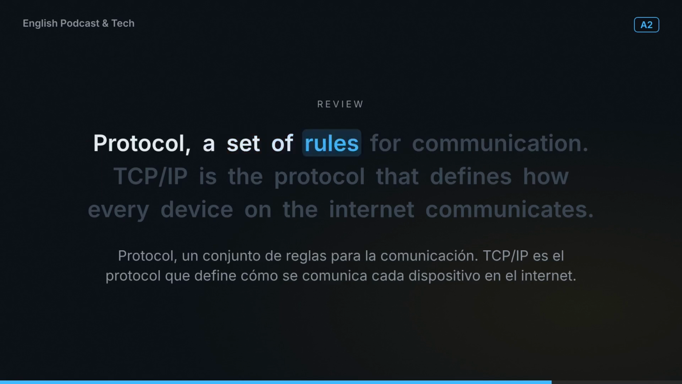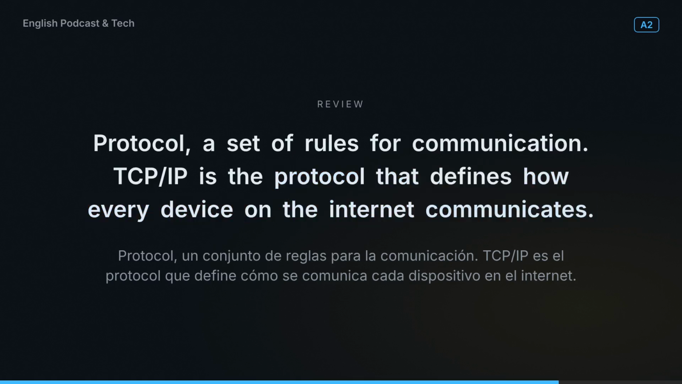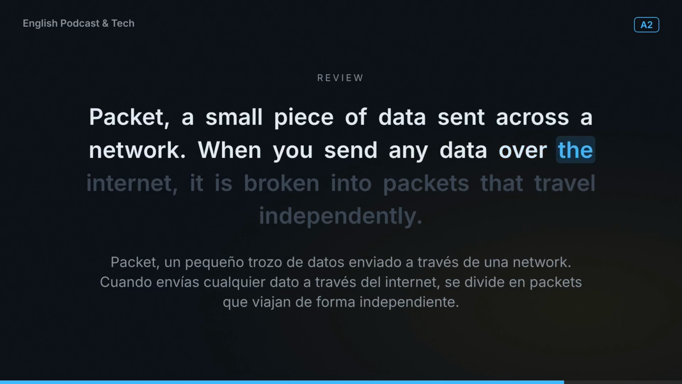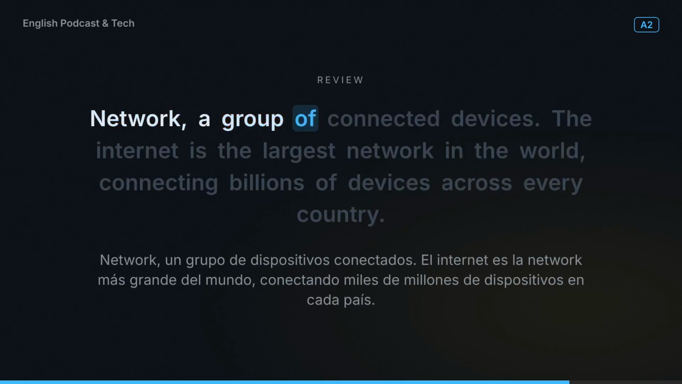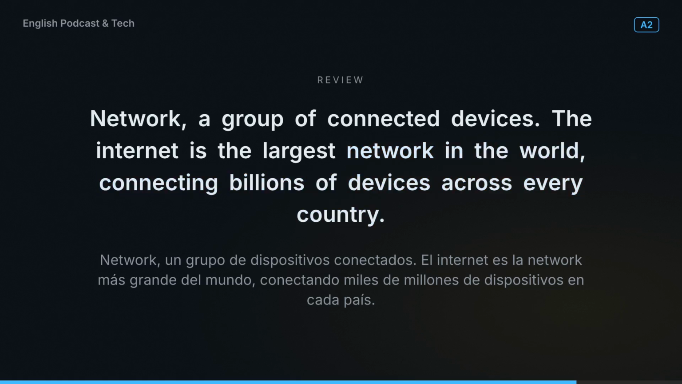Protocol, a set of rules for communication. TCP/IP is the protocol that defines how every device on the Internet communicates. Packet, a small piece of data sent across a network. When you send any data over the Internet, it is broken into packets that travel independently. Network, a group of connected devices. The Internet is the largest network in the world, connecting billions of devices across every country.